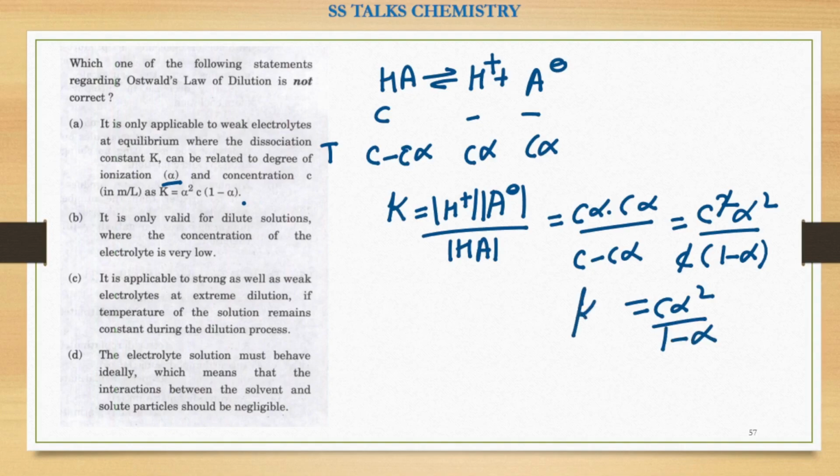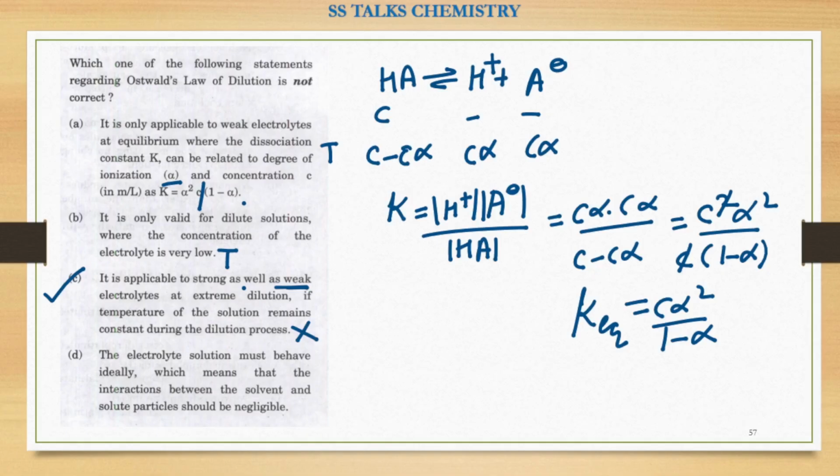So this is how the equilibrium constant is related, and this is for weak electrolytes only. So this statement is true here. Next, it is only valid for dilute solutions where the concentration of electrolyte is very low. This statement is also true. Next, it says it's applicable to strong as well as weak electrolytes at extreme dilution if the temperature of the solution remains constant during the dilution process. This is incorrect. As I told, it's applicable only to weak electrolytes and not to strong ones. So the incorrect statement will be option C.